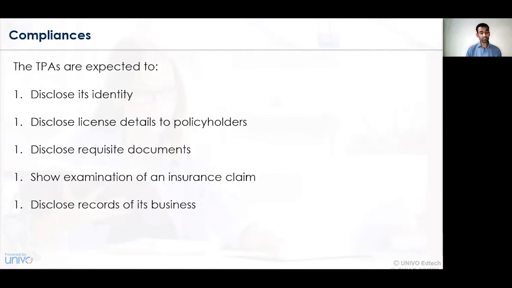And lastly, disclosure of the records of the business. So whatever business has been undertaken, what documents have been received, what processing has been done, and how the finalization of the claim has been done, all those details and documents need to be disclosed by the third-party administrators.